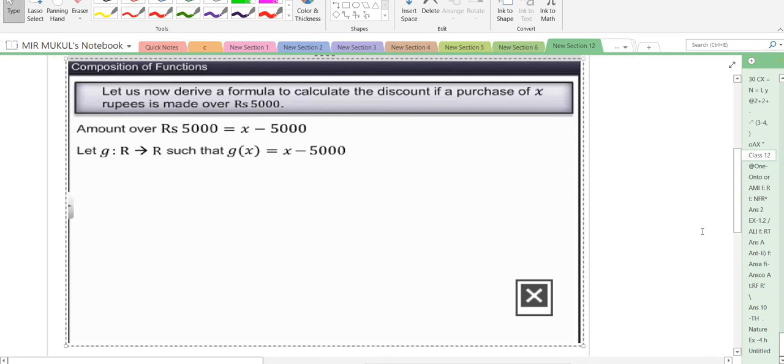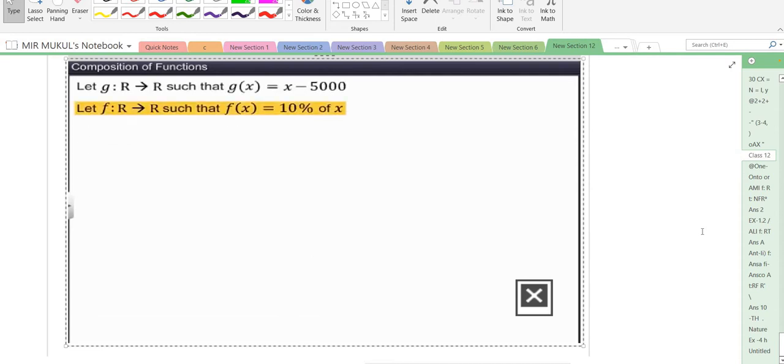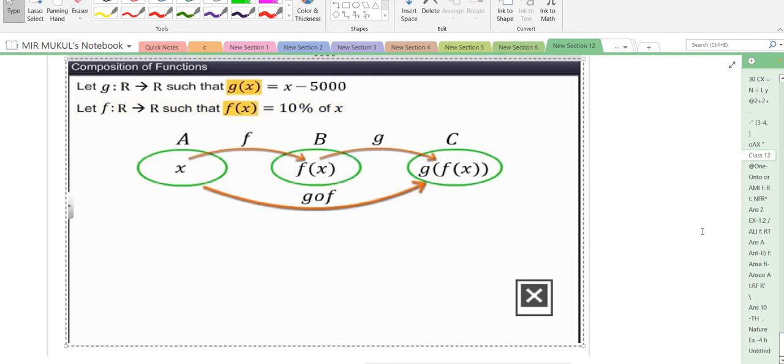And then, in the second step, we have to find the discount. Let us define a function f from R to R by f of x is equal to 10% of x. This function will help you to find the discount that a customer gets on the amount exceeding 5,000 rupees. By combining functions f and g, the discount on a purchase of over 5,000 rupees can be calculated.